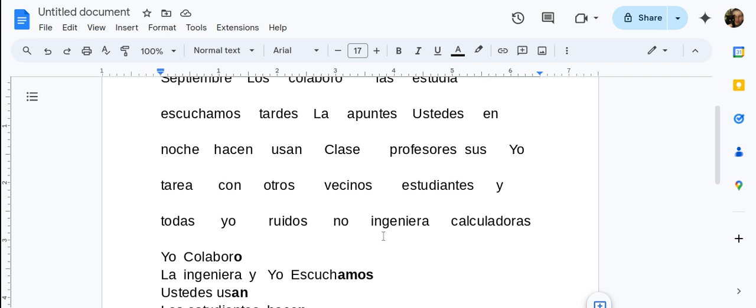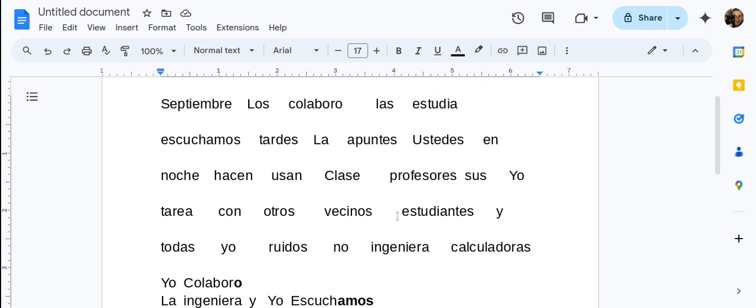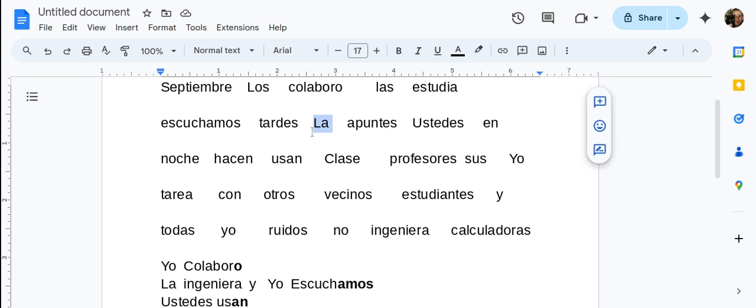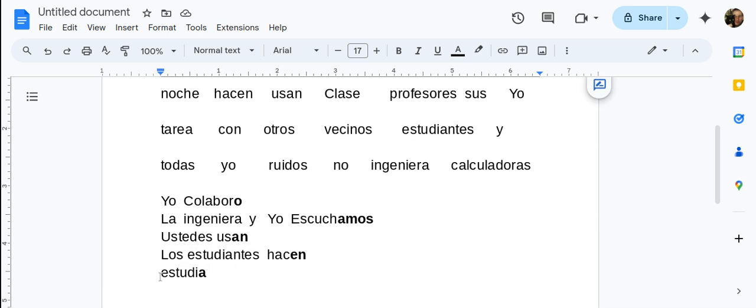studies. That ending is for he or she. So I can use a he or she, for example, the engineer. So the engineer, because that's what my notes say, that when the ending is a, I have to use a he or a she. The engineer is a she.